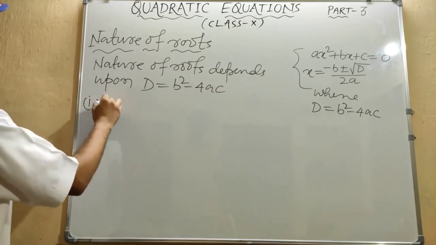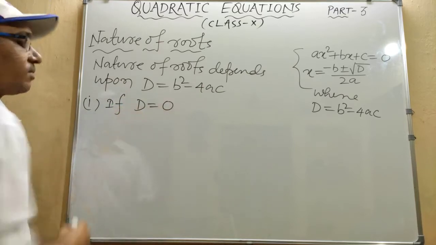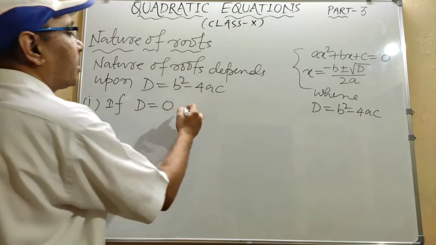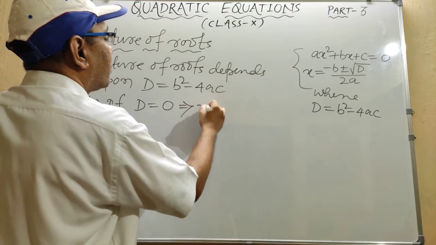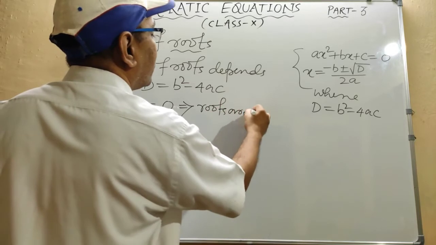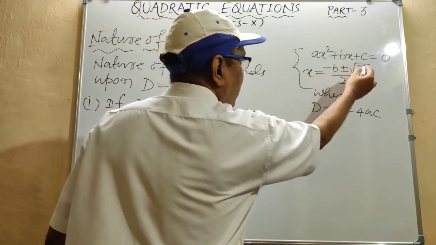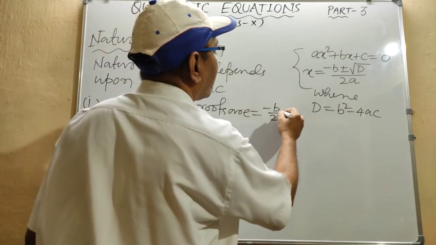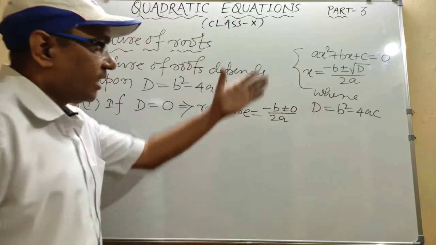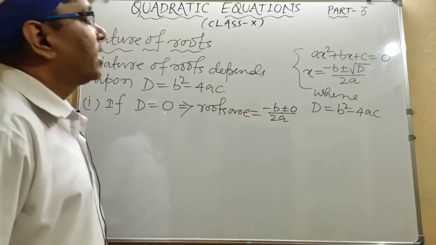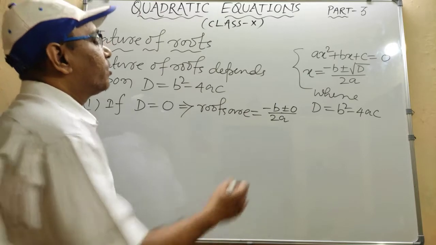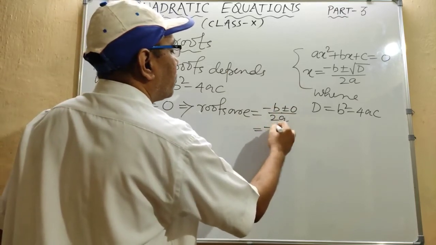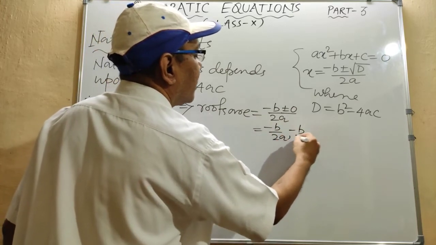Number 1, if this d is equal to 0, देखिए how nature of roots depends upon d. If d is 0, अगर d 0 होता है, so what are the roots? Roots are minus b plus minus root d by 2a, these are the two roots. d is 0, root d is also 0, so roots will come minus b plus minus 0 by 2a. So one root will be minus b plus 0 by 2a, and second root will be minus b minus 0 by 2a. So your one root is minus b by 2a, second root is also minus b by 2a.